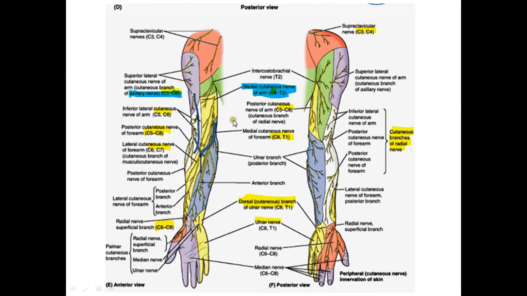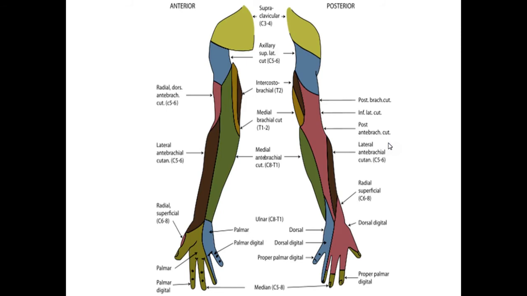Cutaneous innervation of the upper limb: as you can see, the medial cutaneous nerve of the arm supplies the skin on the medial side of the arm, and the superior lateral cutaneous nerve of the arm, C5, C6. In the names of these nerves you can observe the root value mentioned, and that root value is important because when an injury occurs at the brachial plexus level, we can distinguish it on the basis of these root values. This is another view of the skin supplied by the different nerves.